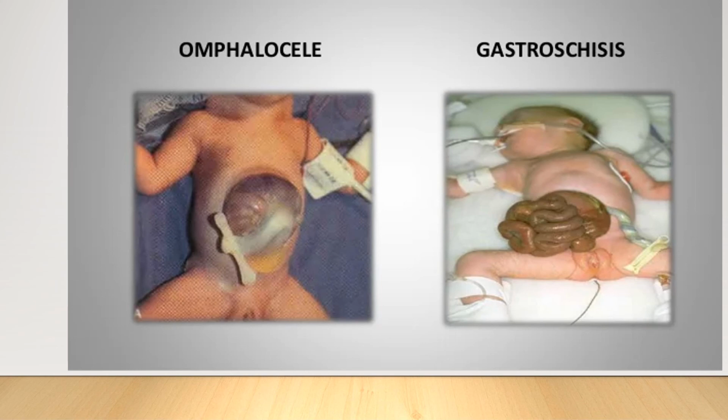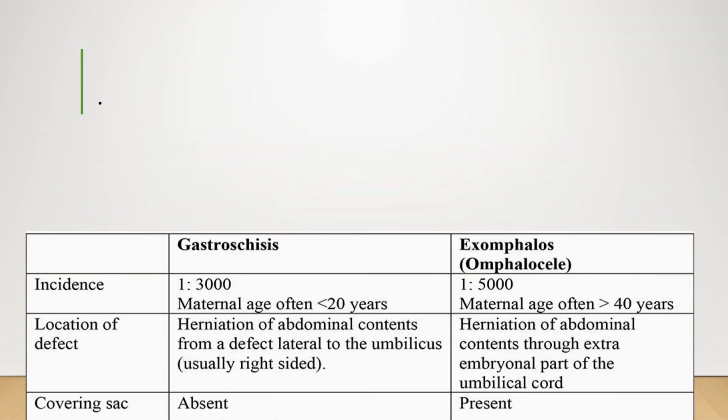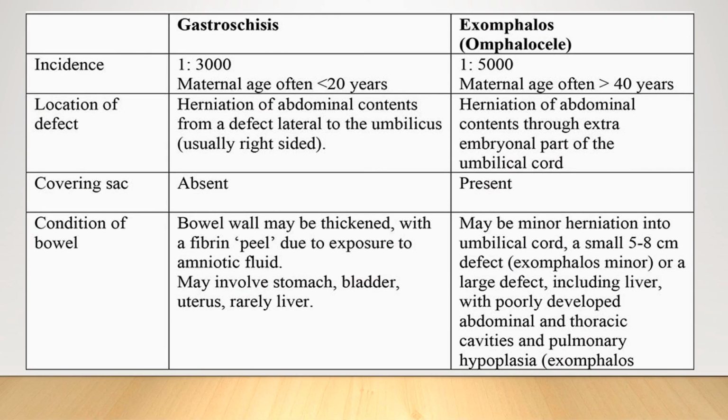In gastroschisis, there is no covering, whereas in omphalocele, there is a covering of the abdominal content by omentum. And the main difference is gastroschisis occurs 1 in 3,000 and omphalocele occurs 1 in 5,000. And the location of the defect is, in gastroschisis, the herniation of abdominal content from a defect lateral to the umbilicus, usually on the right side, whereas omphalocele is herniation of abdominal content through extraembryonal part of the umbilical cord. Covering sac is present in omphalocele, whereas it's absent in gastroschisis.